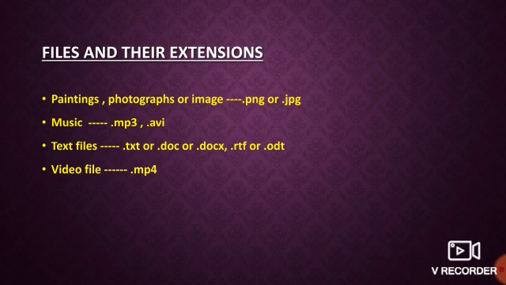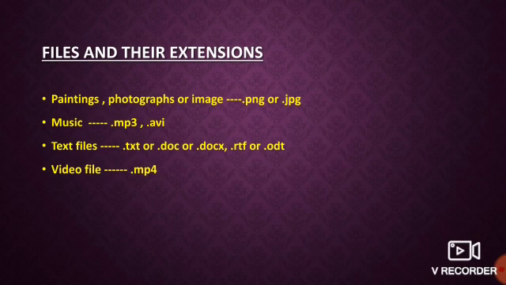And when it comes to a text file, it is .txt or .doc or .docx or .rtf or .odt. If you see that, we can easily find out it is a text document. And .mp4 means it is a video file. So I hope you all understand the types of files and their file extensions. Like the address, how we can find someone by the name, like that you can use the file extension to find out the type of file.